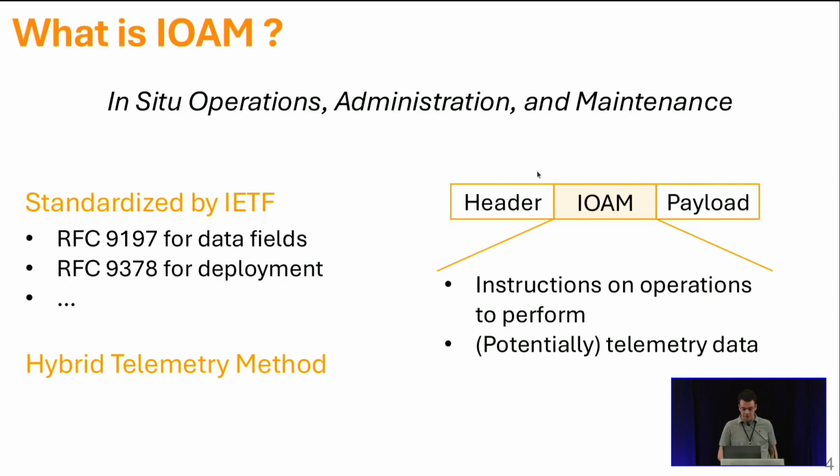So how does it work? You have your usual network header and your packet payload. And what we will do is that we will insert IOAM information in between. This information can be instructions on the operations to perform related to telemetry, and potentially it can be some telemetry data. IOAM is not intended to be used on the wide internet. It's more intended to be used in a dedicated domain, like an ISP or data center network.